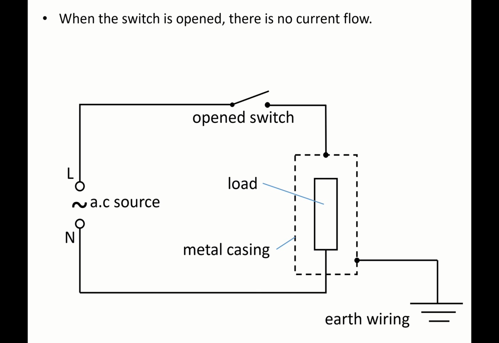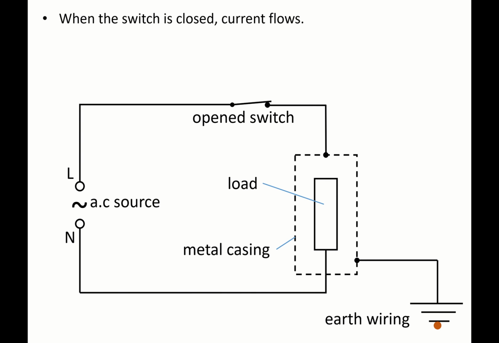So when the switch is open, there is no current flow. There is no complete circuit and hence there is no current flow. However, when the switch is closed, the current actually flows. And the current flows from the live potential through the fuse, through the closed switch, metal casing and the earth wire.